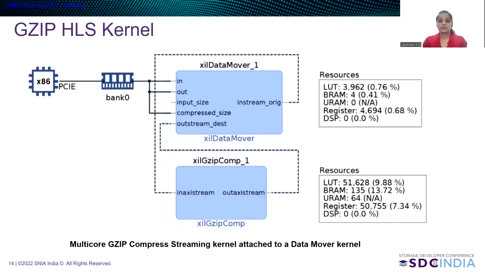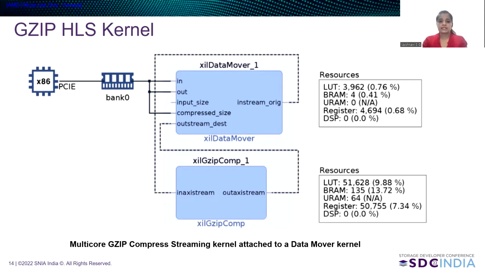The GZIP compression algorithm used in this work is developed in high-level synthesis language using the Vitis software development platform. The design used to offload data compression to hardware in ZFS is a multi-core GZIP compression streaming kernel attached to the data mover kernel as shown in the figure. The data mover kernel reads the source buffer from FPGA DDR and writes to the input stream of the GZIP compression kernel. Similarly, the data mover kernel reads the compressed data from the output stream of the GZIP compression kernel and writes to the P2P destination buffer present in FPGA DDR. There are 8 parallel engines of LZ77, Huffman encoder, etc.